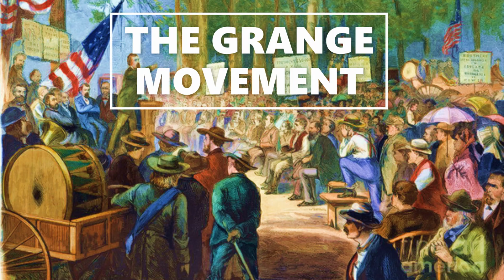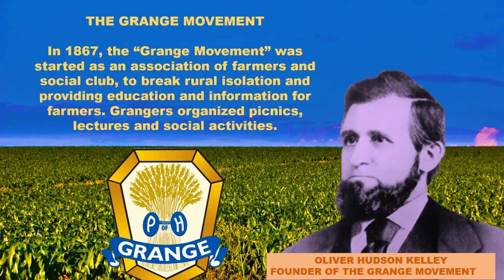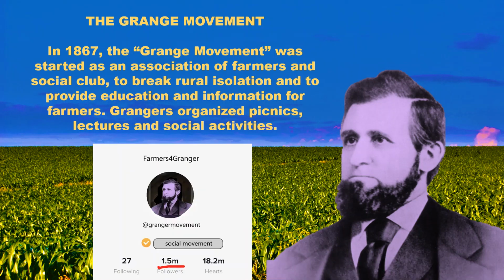The Grange Movement. In 1867, the Grange Movement was started by Oliver Hudson Kelley as an association of farmers and social club to break rural isolation and to provide education and information for farmers. Grangers organized picnics, lectures, and social activities. In only 10 years, there were around 1.5 million Grangers.